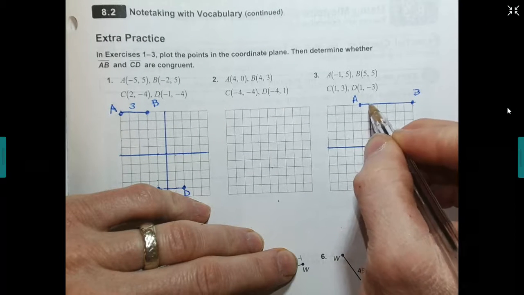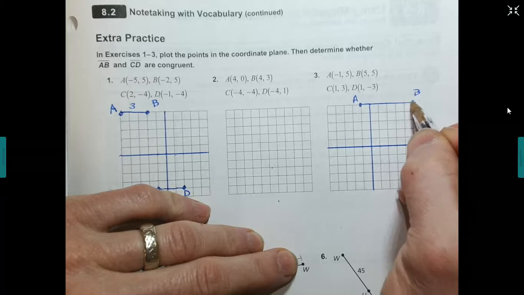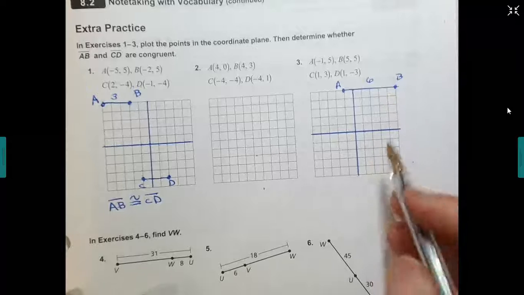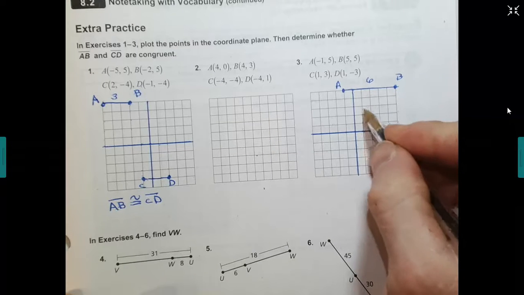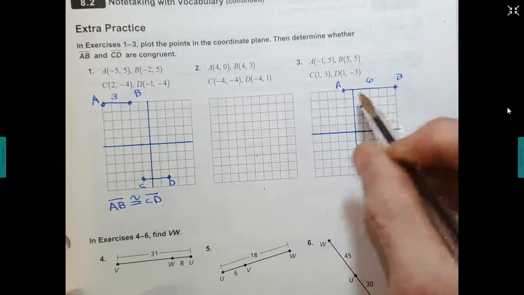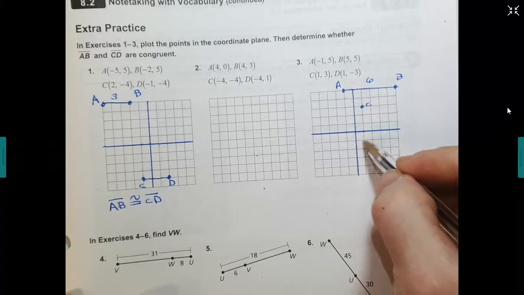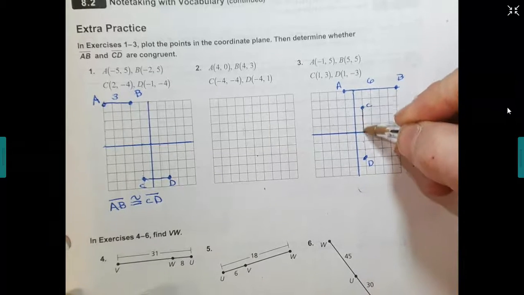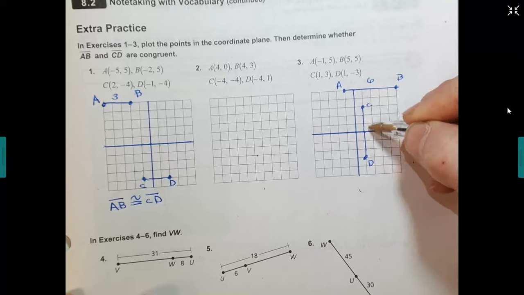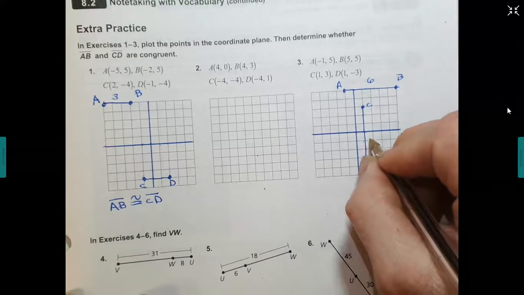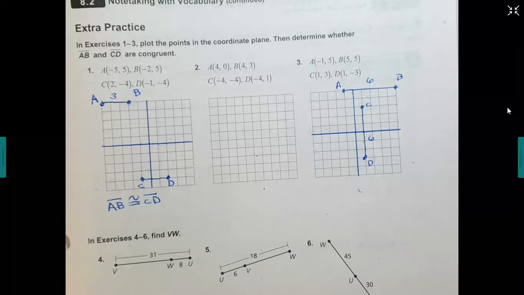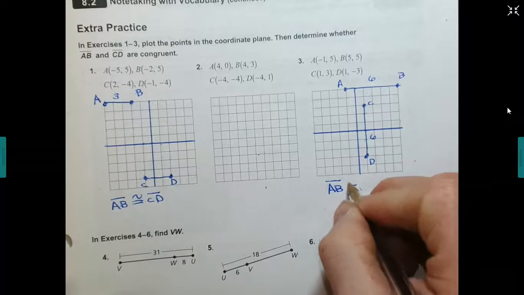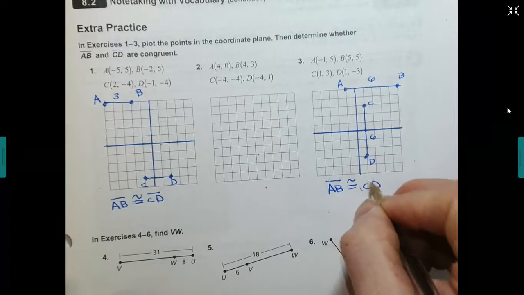So this line segment is 1, 2, 3, 4, 5, 6. So that line segment is 6 units long. Now we'll do C, which is 1, 1, 2, 3. So there's C. And D is 1, negative 3, 1, 2, 3. So that's D. So I have 1, 2, 3, 4, 5, 6. So that's also 6 units long. So line segment AB is congruent with CD.